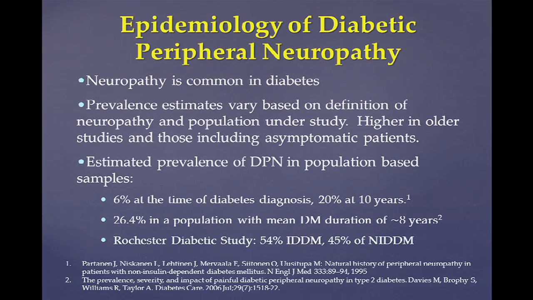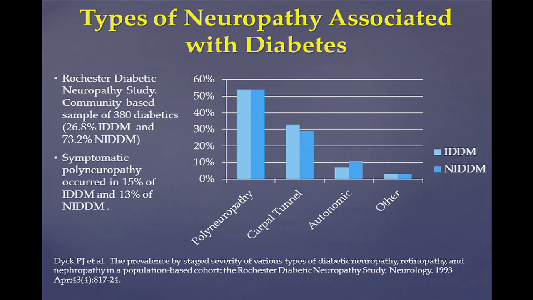But here are a few of the prevalence estimates that are in some of the larger studies. One study, which was a population-based study, showed 6% of patients at the time of their diabetes diagnosis had neuropathy. And then when they were followed forward in 10 years, 20% had neuropathy at that time. In a population that was a little bit more advanced when they were studied at 8 years, this population had a prevalence of 26.4%. In the Rochester Diabetic study, which is a large study of diabetes, about half of all patients had neuropathy. That study also included asymptomatic patients, and so that's why that's a little bit higher.